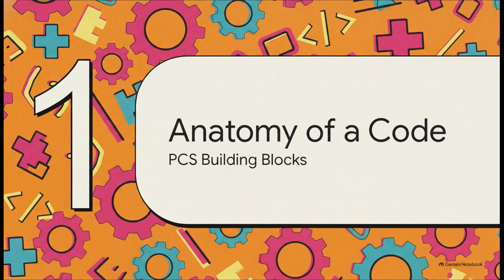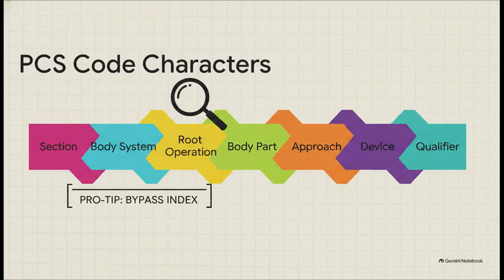Section 1. Anatomy of a PCS code. Let's start right at the foundation. PCS codes are incredibly precise, right? Every single code has exactly these 7 alphanumeric characters, no exceptions. You've got your section, your body system, and then character number 3, our main suspect today, the root operation. Then comes the body part, the approach, the device, and a qualifier to wrap it all up. Oh, and here's a massive pro tip for you. Those first 3 characters, they actually let you bypass the index completely and jump straight to the PCS tables to build the rest of your code.